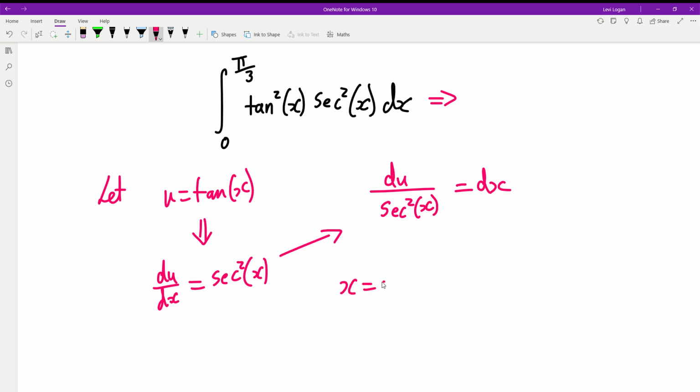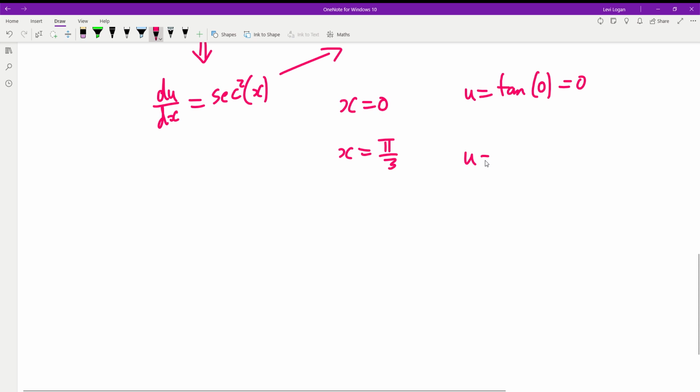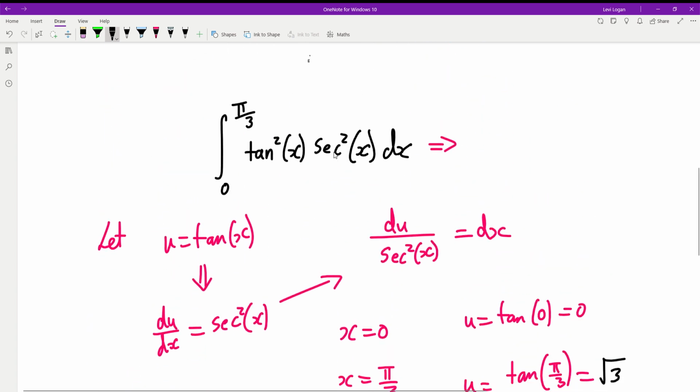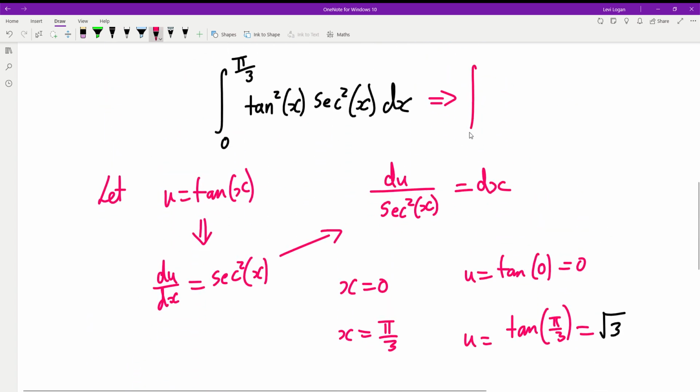So when x is equal to 0, u is tan of 0, which is still 0. When x is pi on 3, that's 60 degrees. So tan of pi on 3, we can work it out using a special triangle. If we have 60, 30, and this is 90 degrees, we know this is 2, this is root 3, and this is 1. We know tan theta is opposite on adjacent, so therefore this one is just going to be square root of 3.